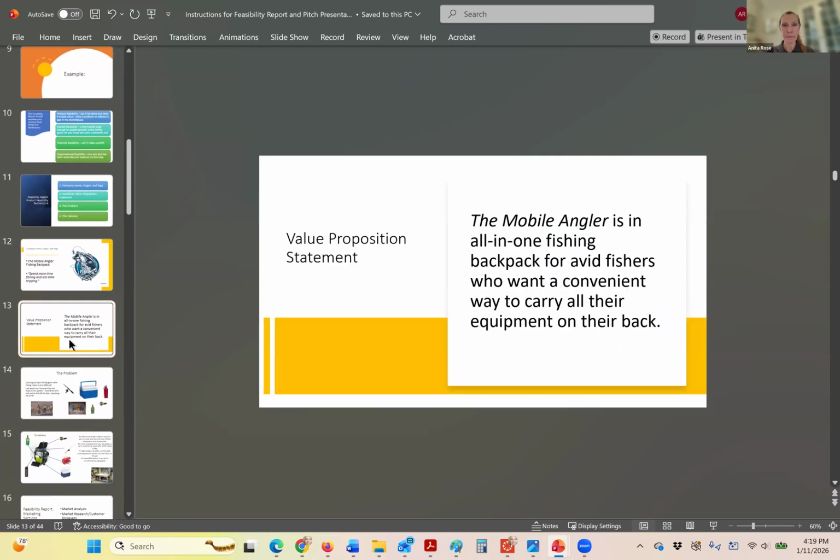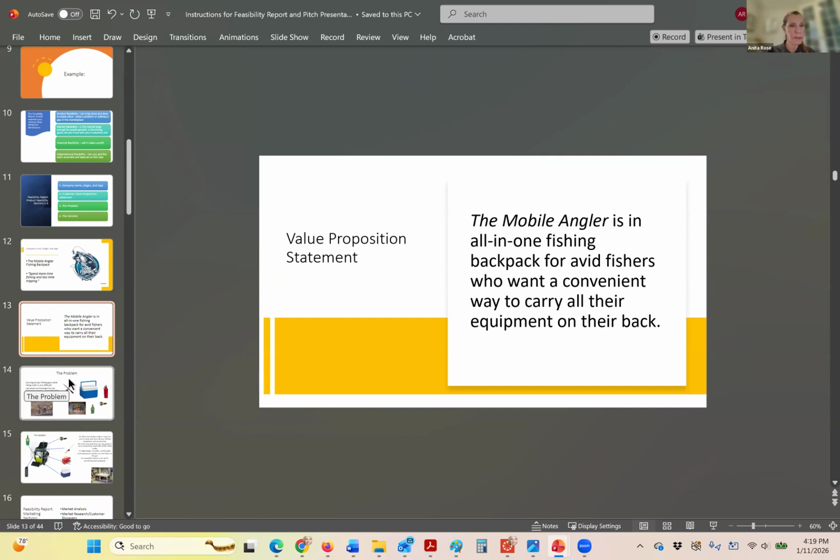All right, so now the value proposition statement, we break it down. We will break this down for you so you can just fill in the blanks that work for your business. Here, the Mobile Angler is an all-in-one fishing backpack for avid fishers who want a convenient way to carry all their equipment on their back. So there's a pain reliever here, a gain creator, and we also have our customer segment.